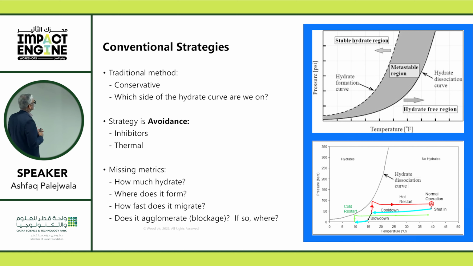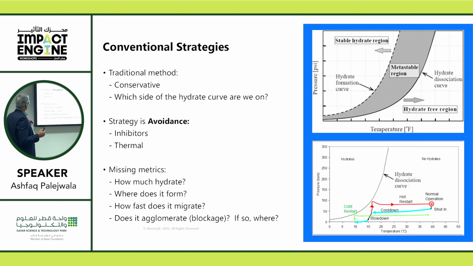Now, the conventional strategy is that you typically have two curves. You have a hydrate dissociation curve, which you see on the right, and you have a hydrate formation curve, which is on the left. Anything to the right of the curve, the temperatures are so high, the molecules are moving so fast that water can't trap hydrocarbons. Anything to the left of the curve, as you go for higher pressures and lower temperatures, molecules are moving slowly, water can trap those molecules and form hydrates. And in the middle, there's a metastable region.